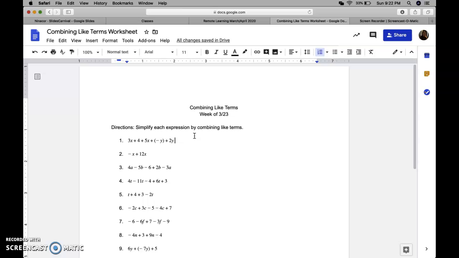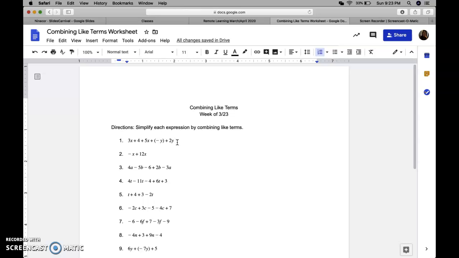To do this activity, you need to know what like terms are, and I'm just going to go over that right now. If you don't know what like terms are, they're terms that have the matching variables, the same variables. So in number one, for example, the like terms are 3x and 5x. Those are like terms. And then negative y and 2y. Those are like terms. Like terms can be combined, which means they can be added or subtracted.